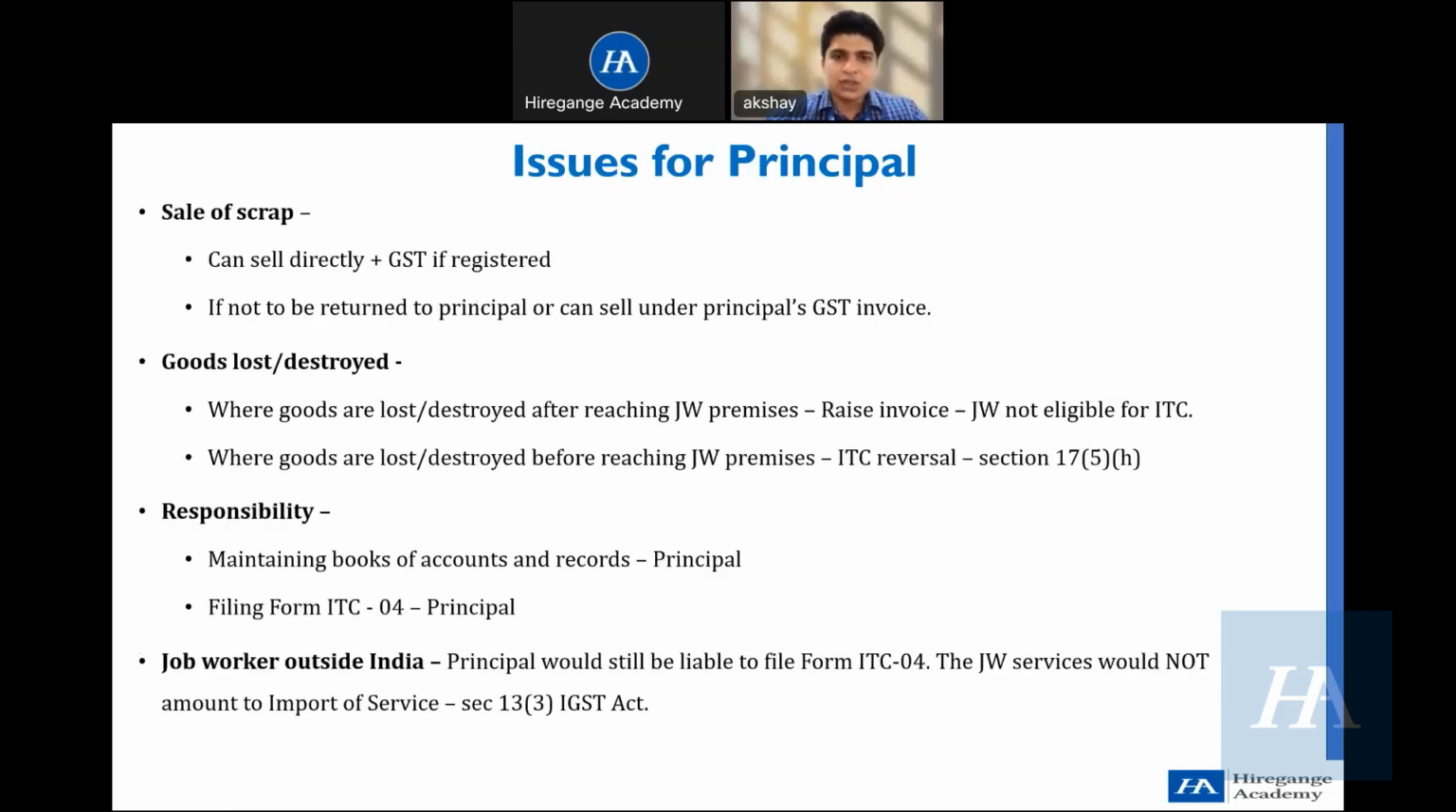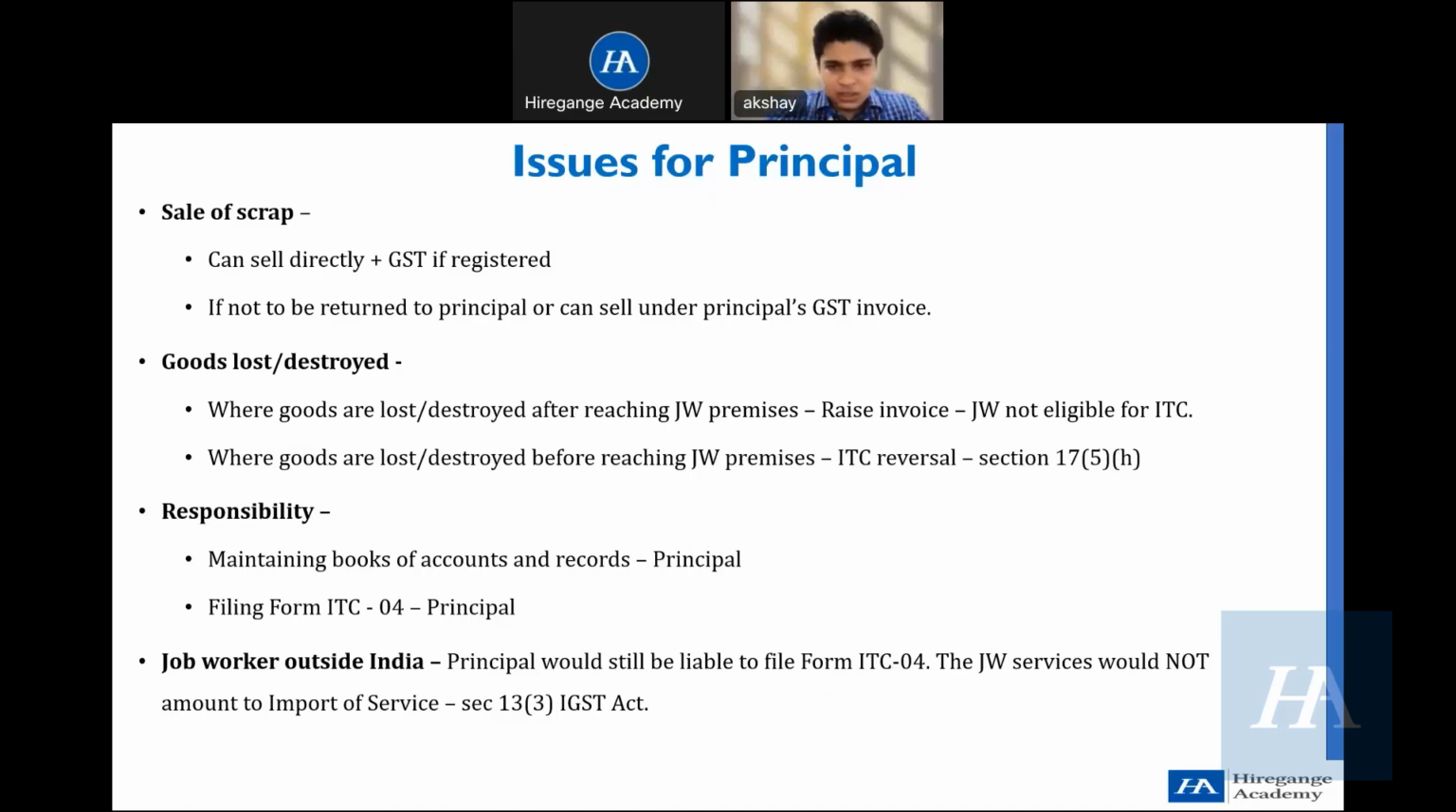Sale of scrap: the job worker can sell directly in his own name and pay the GST wherever it is required. But if the job worker is not registered, he would have to return the goods back to the principal, or he can also sell under the principal's GST invoice directly from his location. So the principal would pay the tax where the job worker is not registered.